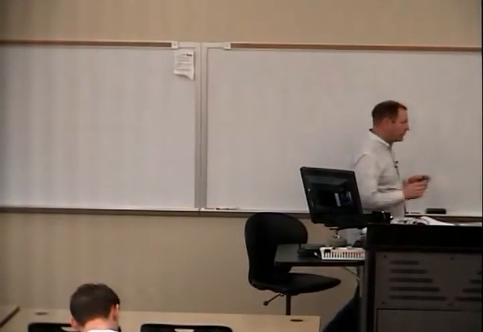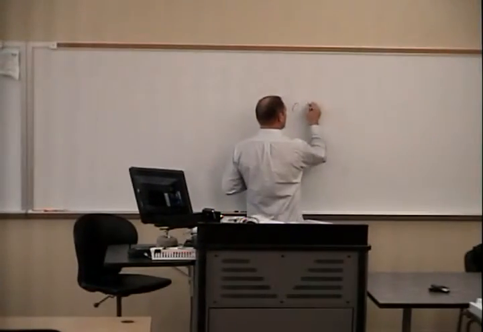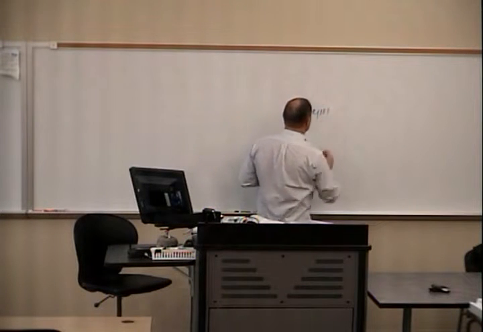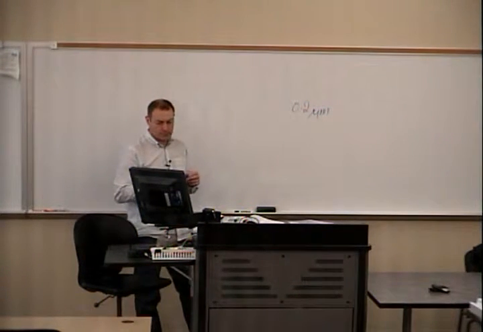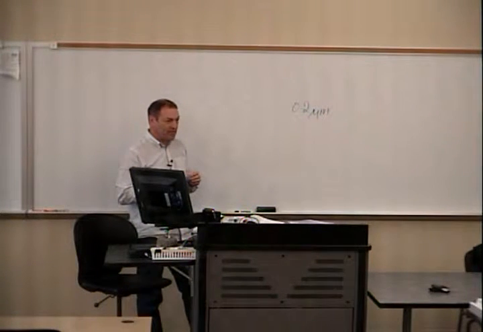So the limit of resolution of a light microscope is about 0.2 micrometers. Now, 1 micrometer is 1/1000th of a meter.